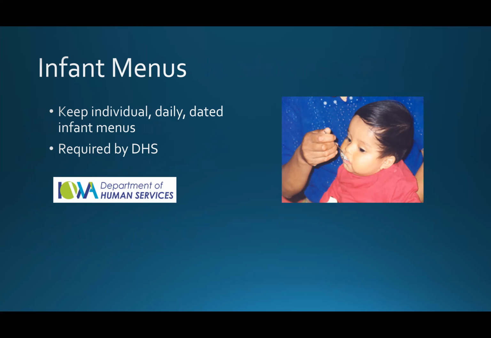The fifth requirement is to keep an individual daily dated menu for each infant. This is a requirement even if the center will not claim infant meals, since menu records are required by the Iowa Department of Human Services, or DHS.